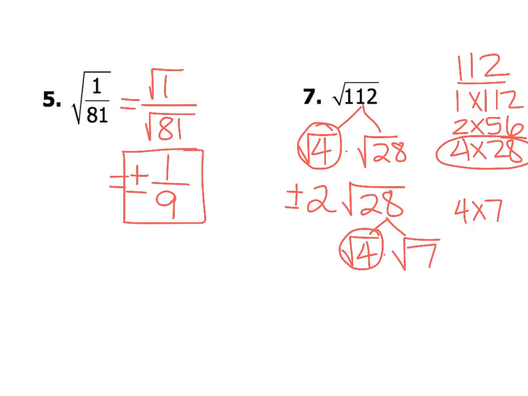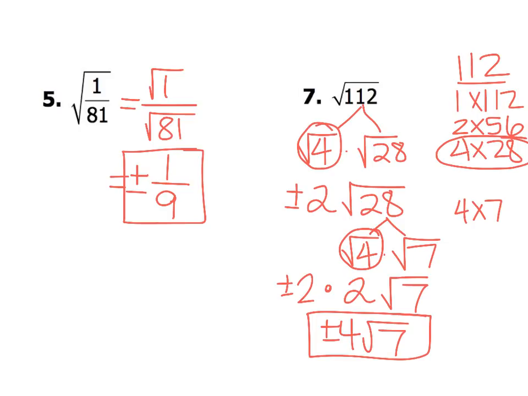We can take the square root of 4 and we get 2. We multiply it by the plus or minus 2 on the outside, and we bring down the rad 7. Now we simplify the outside by multiplying 2 and 2 together, so we get plus or minus 4 rad 7. And that would be our simplified radical.